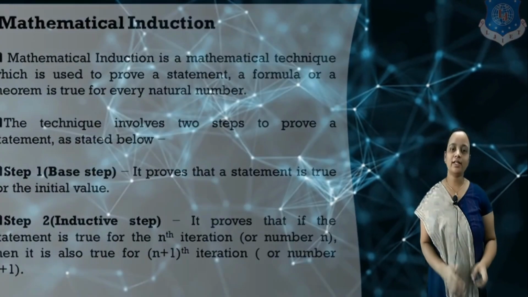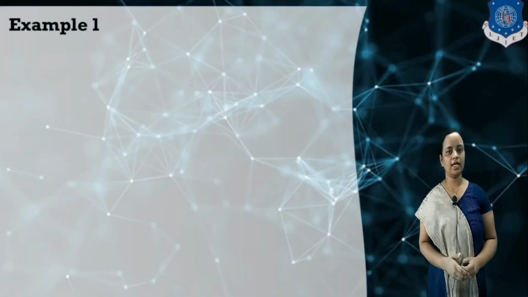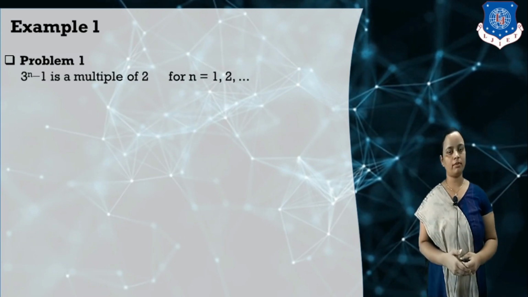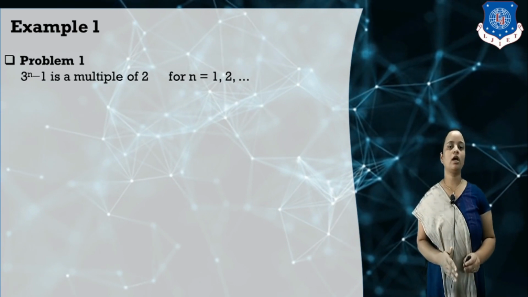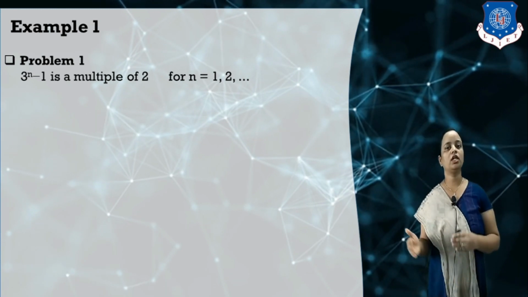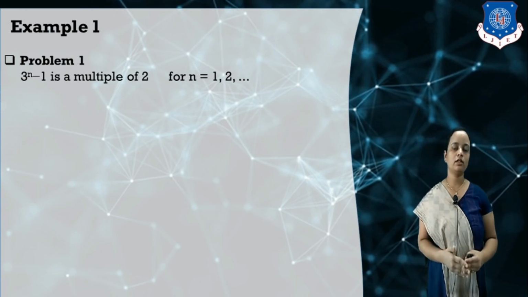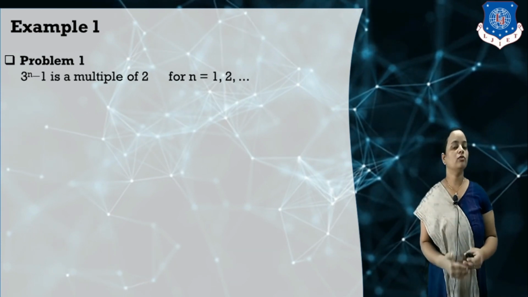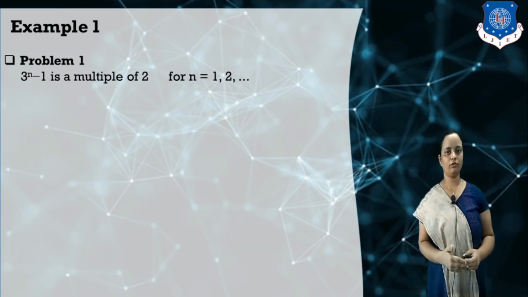So now let us understand this concept by using an example. Here you can see I have defined a problem statement: 3 raised to n minus 1 is a multiple of 2, where n is equal to 1, 2, 3 up to infinity. Now we have to prove this statement for natural numbers. So how can we prove it? By using mathematical induction, I can prove this statement.